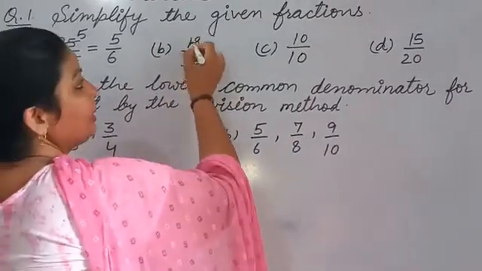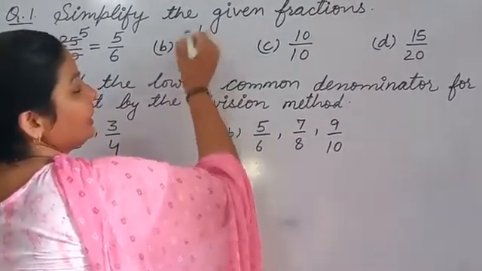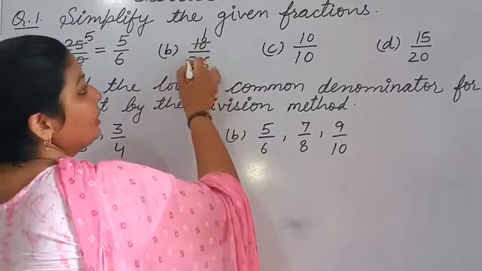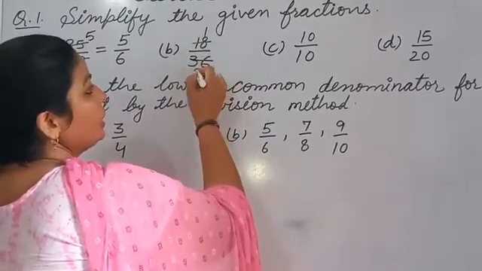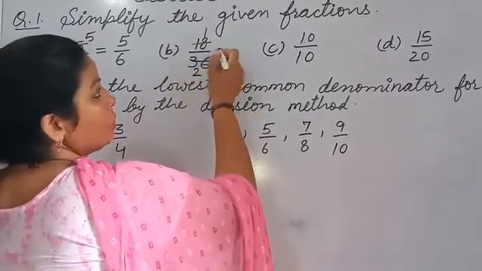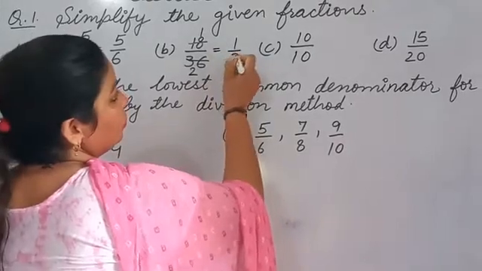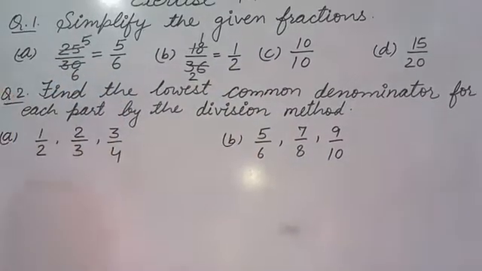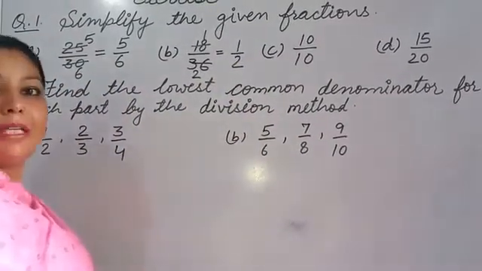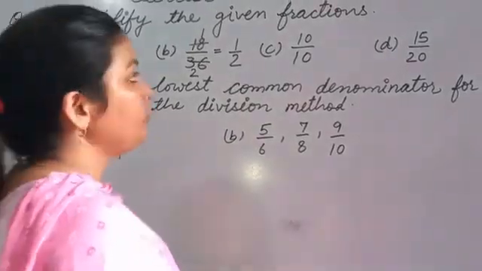So divide by 18, divided by 18: 18 ones are 18. 36 divided by 18, that is 18 2s are 36. So now you get 1 upon 2. Okay, 2 is a prime number and 1 is neither prime nor composite.